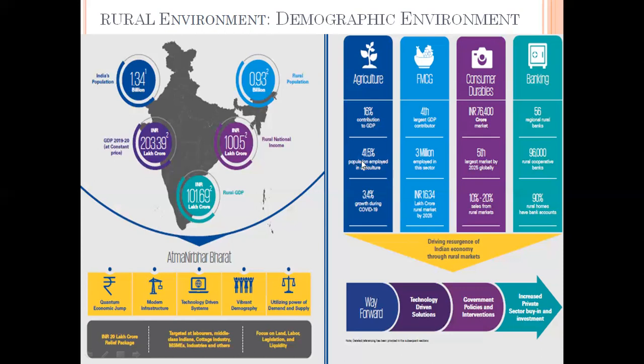41.5% of the rural population stays in rural areas and depends on the agriculture sector, which contributes a growth of 3.4%. Similarly, 3 million are employed from the rural areas in FMCG sectors. And for consumer durables, the prediction is that the rural market will be the fifth largest market by 2025. So these all are some data.